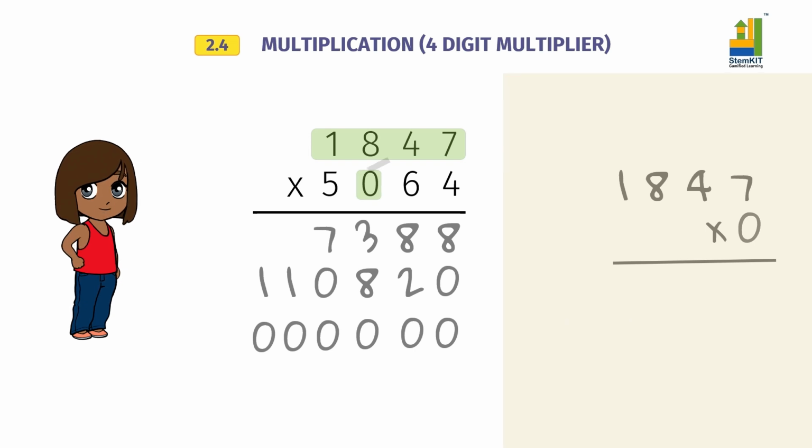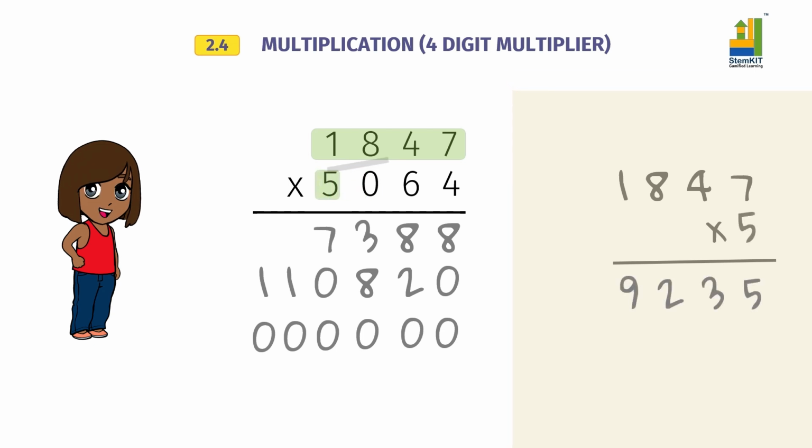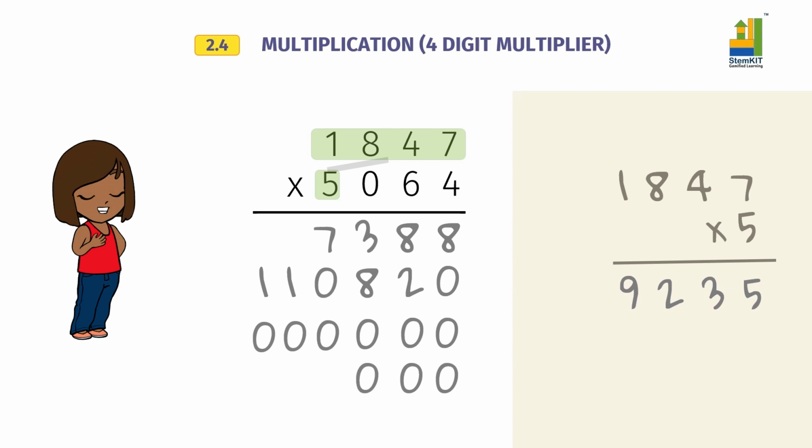Next, we multiply 1847 into 5,000, because the place value of 5 in 5064 is 5,000. We multiply 1847 into 5 and add 3 zeros. 1847 into 5 equals 9,235. So we place 9235 followed by 3 zeros.